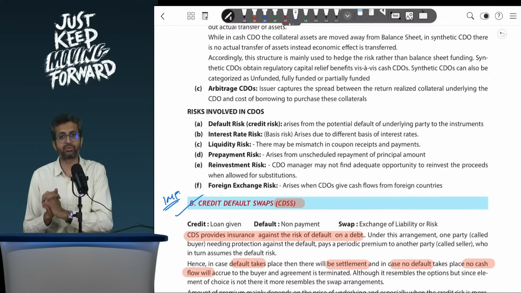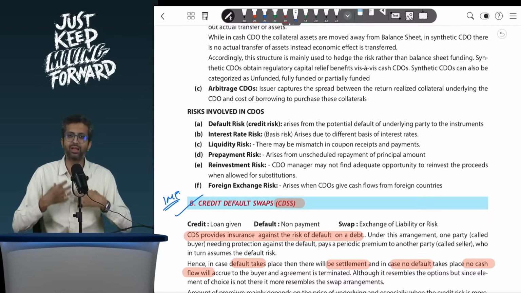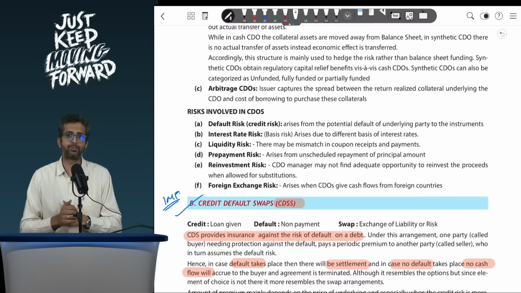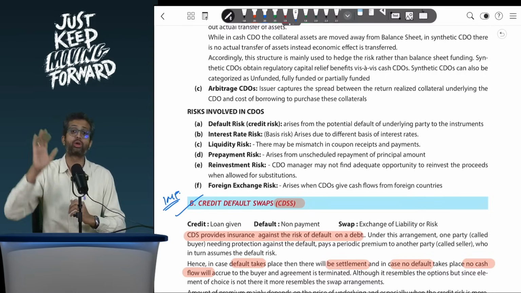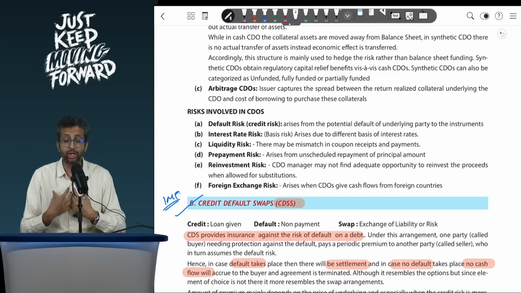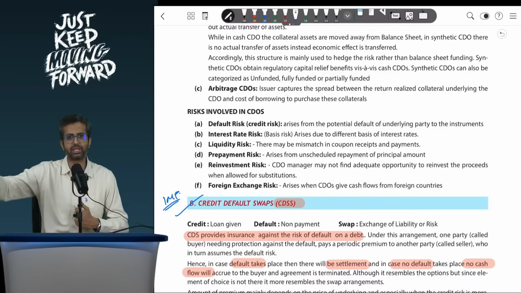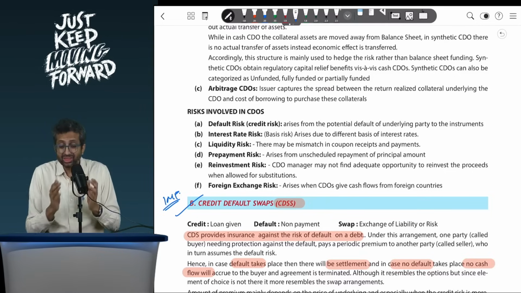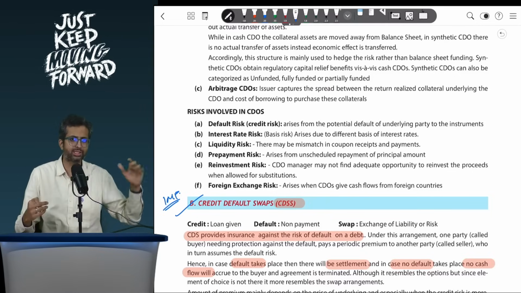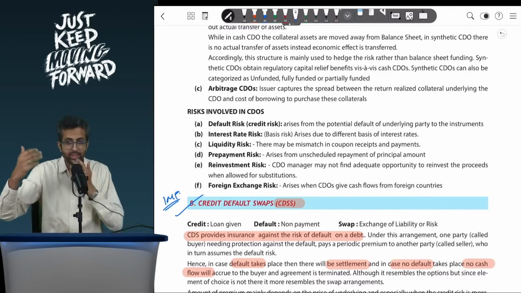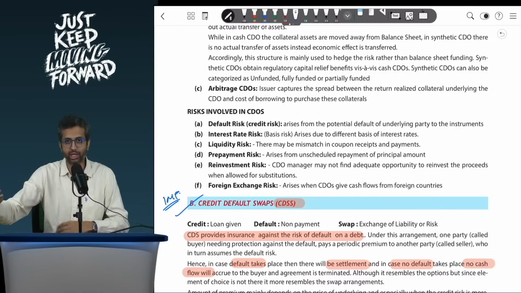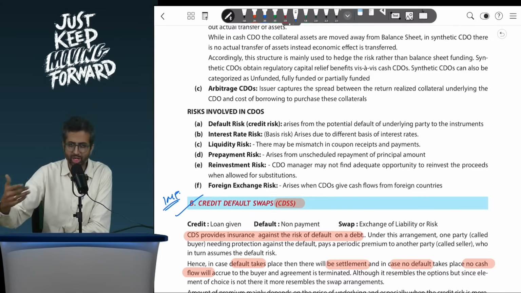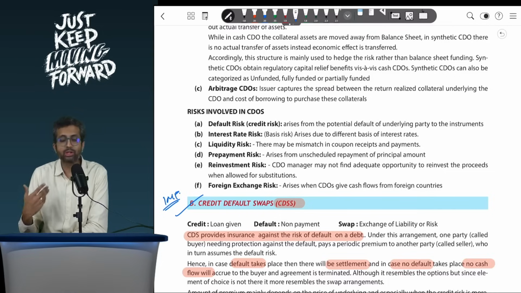So what happens in case of a CDS? Let us say I have purchased a bond of, let us say, SpiceJet. So I am the investor and SpiceJet is the issuer. Now SpiceJet has to pay me money over the next 10 years. I am worried that the way airlines are going, SpiceJet may not pay me the entire money. But I've purchased the bond, I'm stuck with the bond. So I want some insurance.